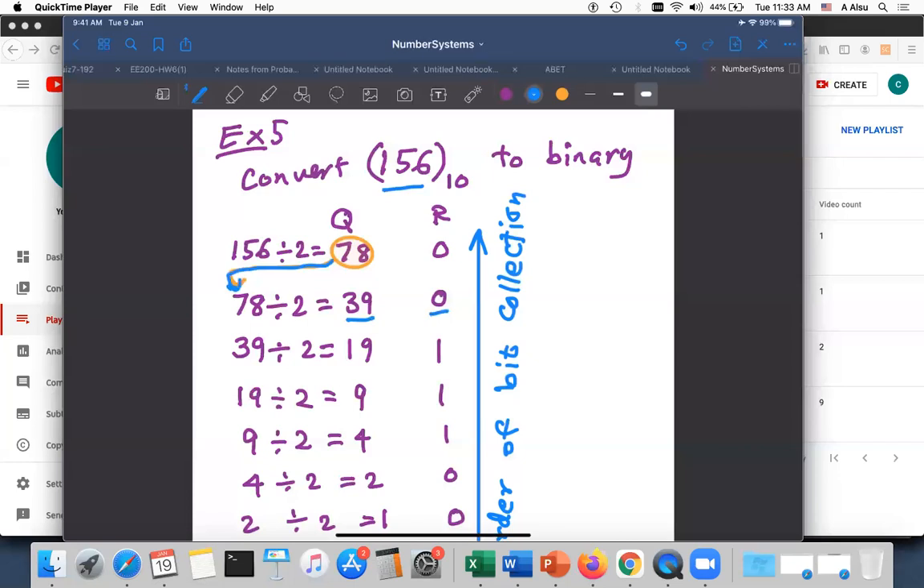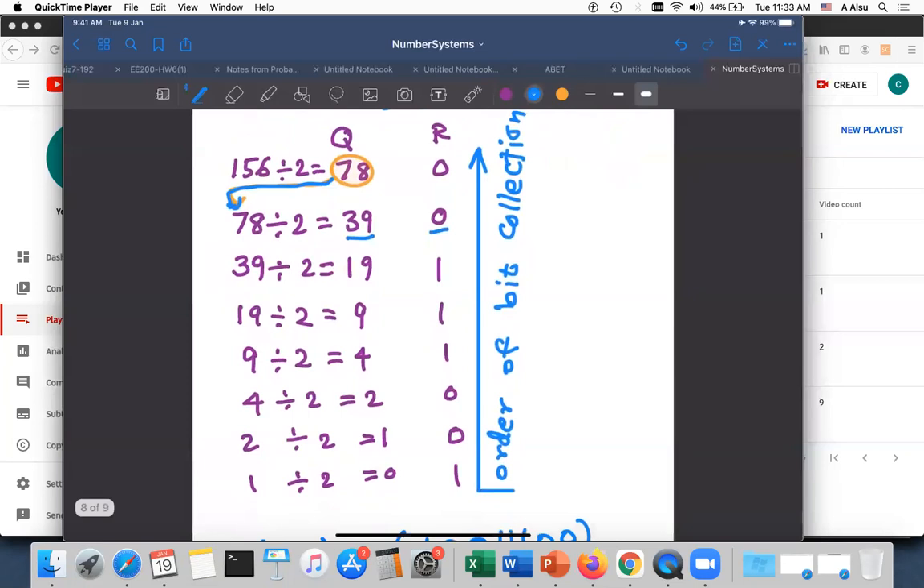I get 19 with a remainder of 1. 19 divided by 2 is 9 with the remainder of 1. And 9 divided by 2 is 4 with the remainder of 1. 4 divided by 2 is 2 with the remainder of 0. 2 by 2 is 1 with the remainder of 0. 1 by 2 is 0 with the remainder of 1. So we kept a record of the remainders as we go. We stop when the quotient is 0.